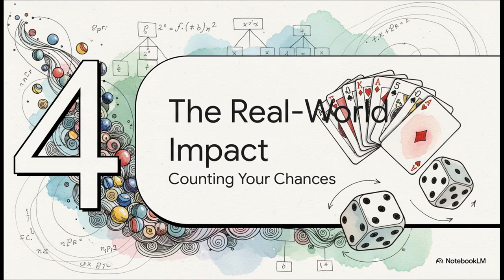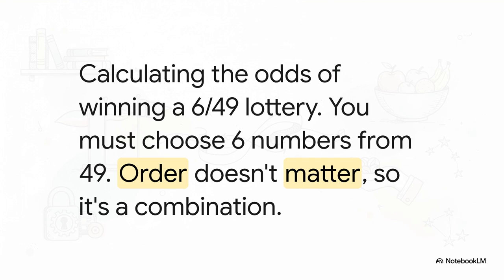So you might be thinking, this is neat math stuff, but is it just for textbooks? Absolutely not. Understanding this code of counting has massive real-world impact, especially when it comes to understanding probability and, well, your actual chances of something happening. Let's take the lottery. It's a perfect example. In a typical 6/49 game, you choose 6 numbers out of 49.